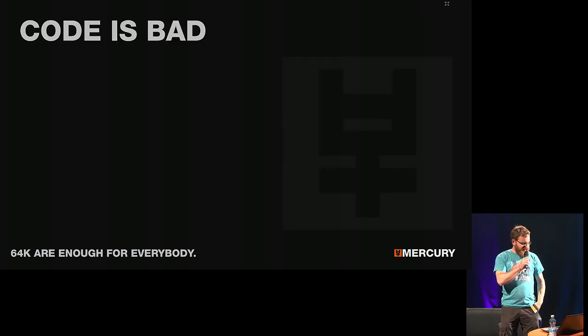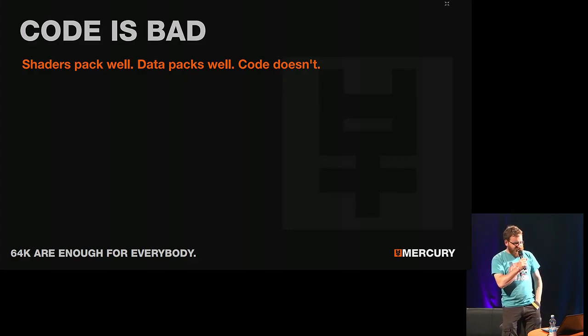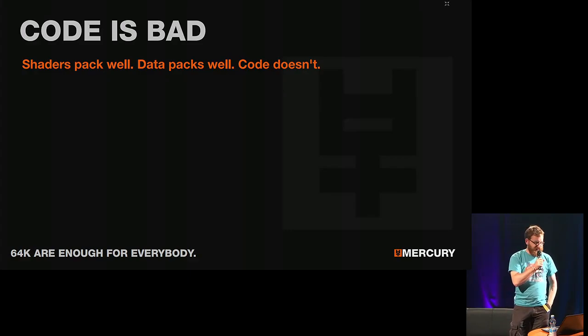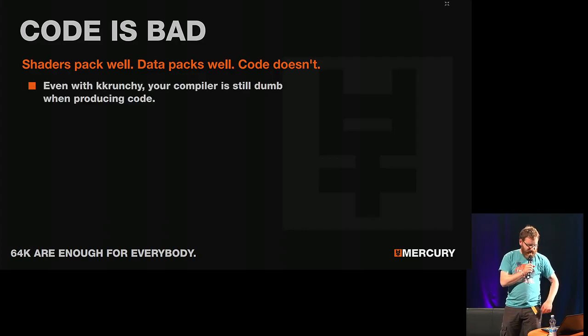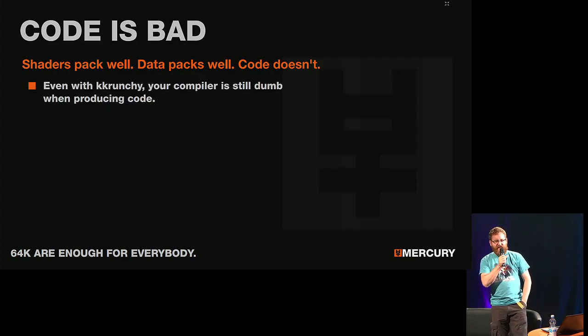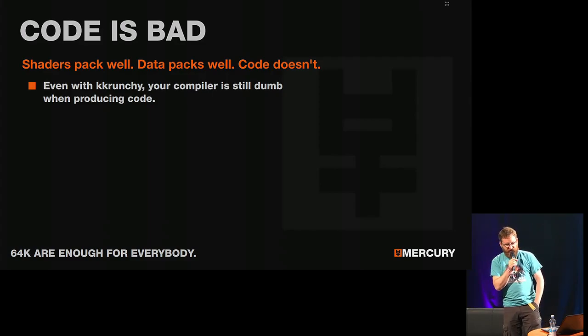Now this slide might confuse you. Code is actually bad. If you want to get your binary as small as possible, or you want to have more space in the 64K, remember that shaders pack well, since they're text, source code text mostly. Data also packs very well if you format it properly, but code doesn't. Even though we have executable compressors like KCrunchy, which do very advanced transformations on your code to make sure that it can be fed to a compressor quite nicely, the compiler itself is still very dumb with producing your code.